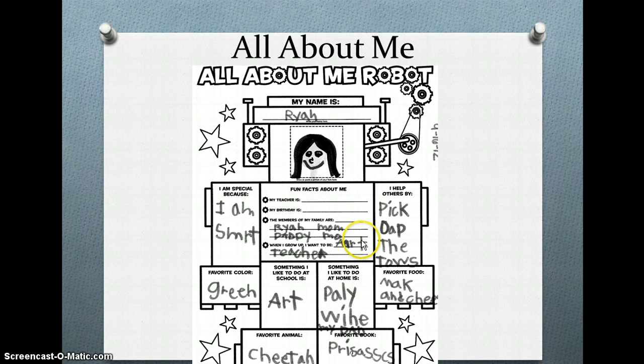When she grows up, she wants to be an art teacher. So you can see the interest in art. She helps others by picking up her toys. And then her favorite food is mac and cheese.